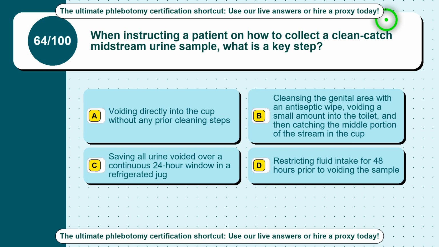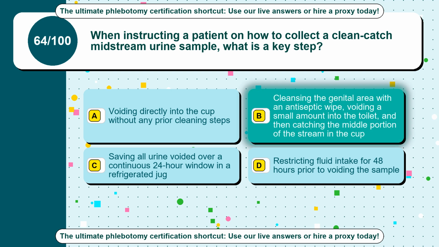Question 64. When instructing a patient on how to collect a clean catch midstream urine sample, what is a key step? Option A. Voiding directly into the cup without any prior cleaning steps. Option B. Cleansing the genital area with an antiseptic wipe, voiding a small amount into the toilet, and then catching the middle portion of the stream in the cup. Option C. Saving all urine voided over a continuous 24-hour window in a refrigerated jug. Option D. Restricting fluid intake for 48 hours prior to voiding the sample.